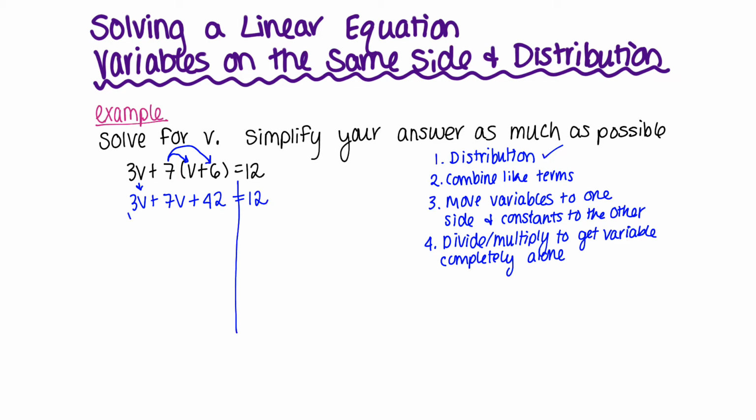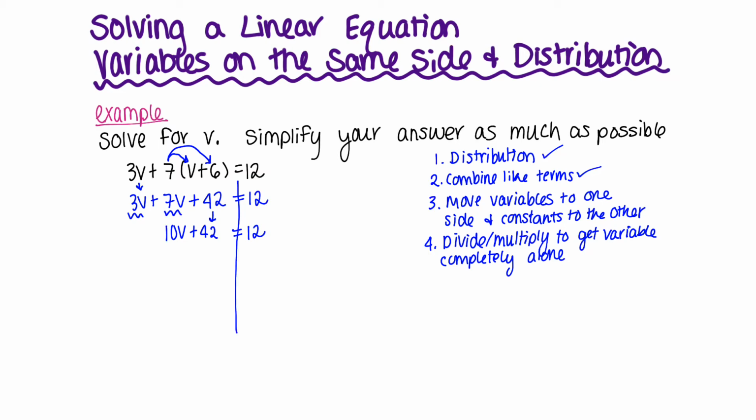Combine like terms. I see a 3v and a 7v. Those can be combined together to give me 10v. The plus 42 will continue to stay there, equal to 12. There are no more like terms to combine on each side, so I'm good on combining like terms.